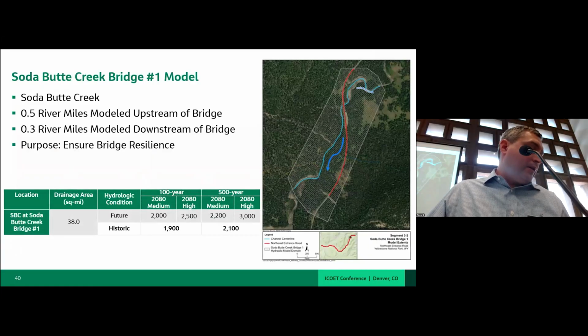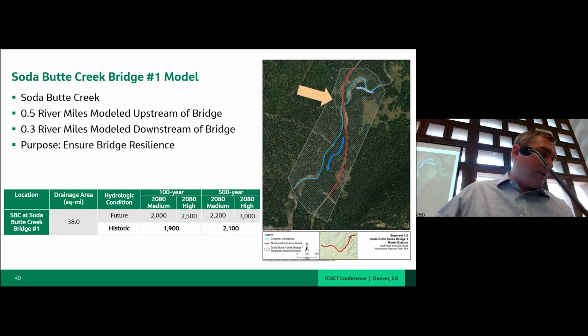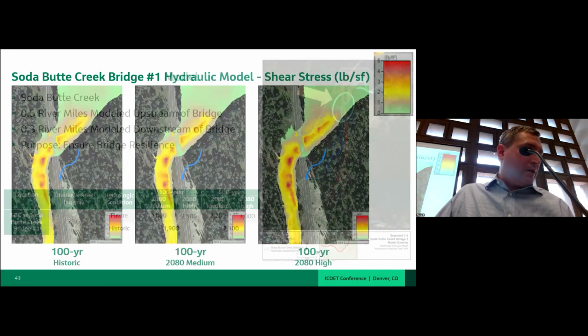Then looking at Soda Butte Creek Bridge number 1, farther downstream, so a larger drainage area of 38 square miles. Modeled about a mile of the river in this location. And the purpose of looking at this location is to ensure the bridge resilience. The bridge is shown there.